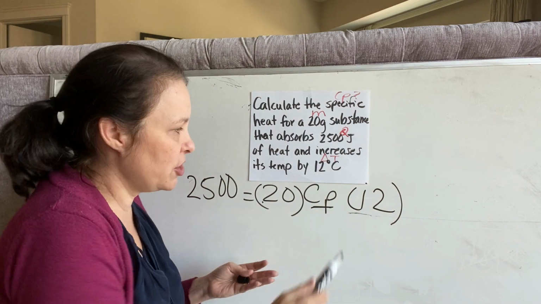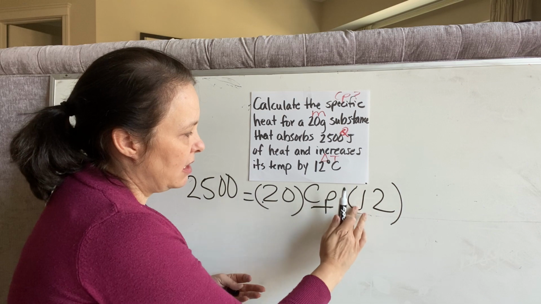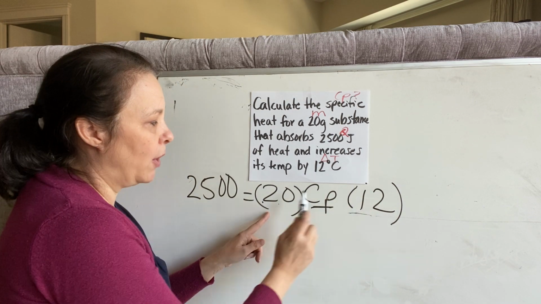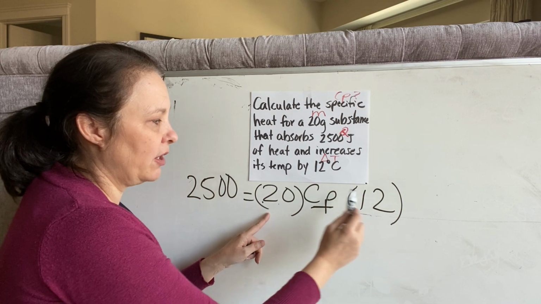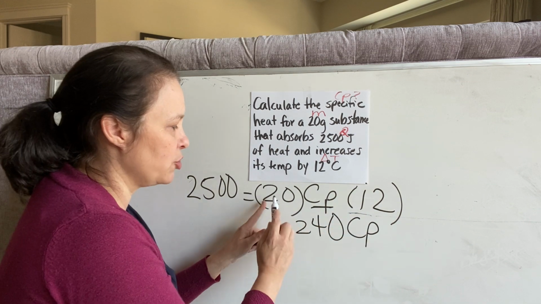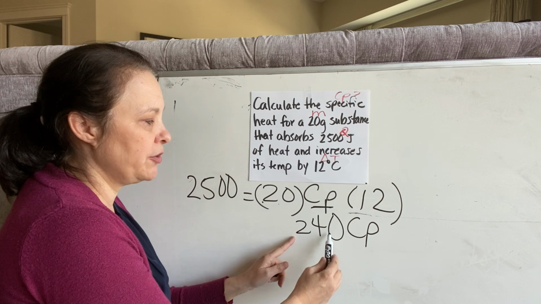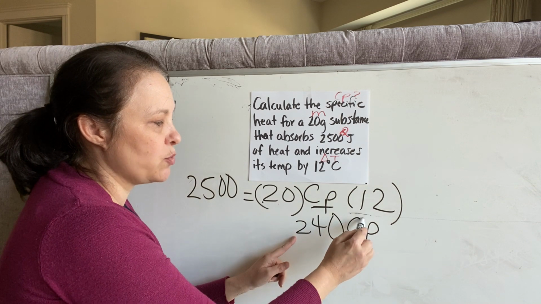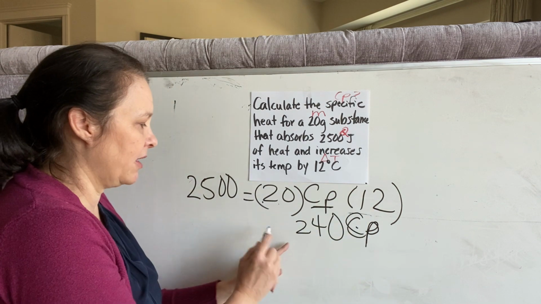What I suggest you do is go ahead and multiply these two together, all right? And you're going to get 240 CP. 20 times 12 is 240, and then there's your CP. This is one variable. It's just got 2 little things there.